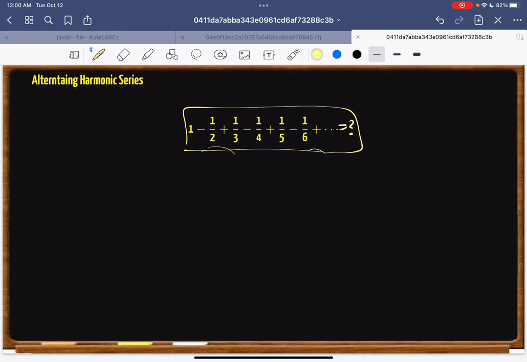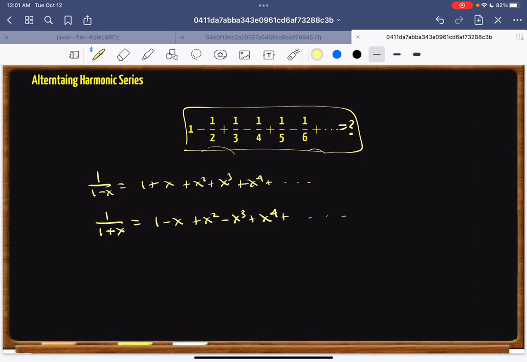Let's see. We know that 1 over 1 minus x is equal to 1 plus x plus x squared plus x to the third plus x to the fourth. Under favorable conditions, that's called a geometric series. Favorable meaning the absolute value of x is less than 1. We also know that we could replace x with negative x. That would mean that 1 over 1 plus x is equal to 1 minus x plus x squared minus x to the third plus x to the fourth, dot, dot, dot.